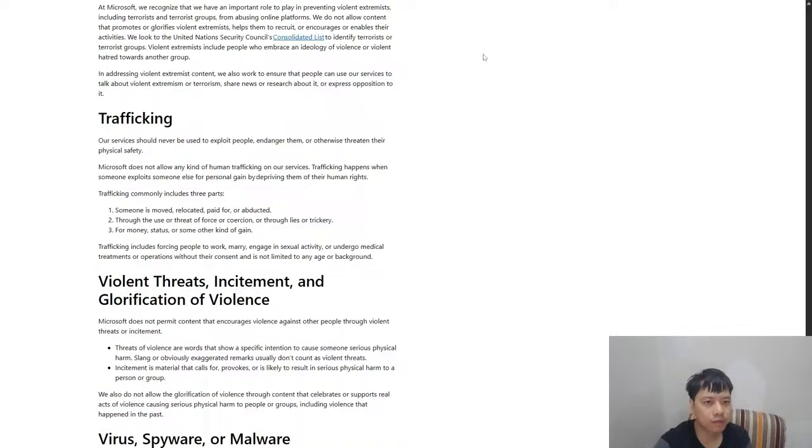Trafficking. Our services should never be used to exploit people, endanger them, or otherwise threaten their physical safety. Microsoft does not allow any kind of human trafficking on our service.